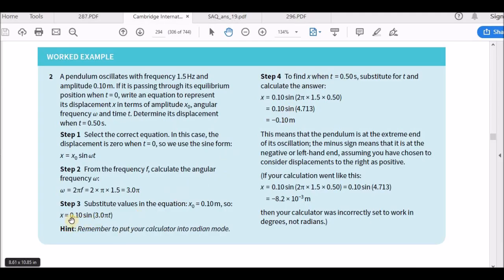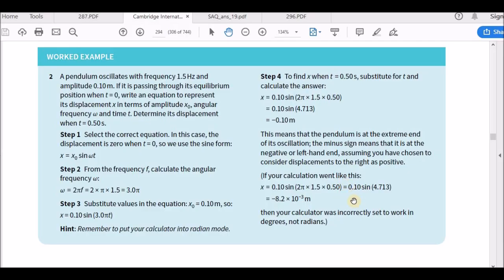Okay, so this is the equation: x equals 0.10 sine 3.0 pi t. Now for any time we can find the displacement, and we are supposed to find the displacement when t is 0.5. So here we substitute 0.5 there, and we get negative 0.1 meters. This means that the pendulum is at the extreme end. Now you can see the amplitude is 0.1. So here also we get 0.1, but it is on the extreme left end. The minus sign means that it is at the negative or left hand end, assuming you have chosen to consider displacements to the right as positive.